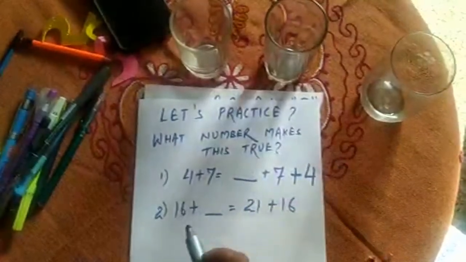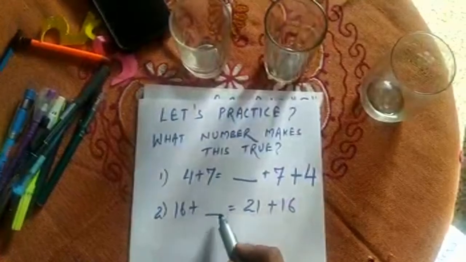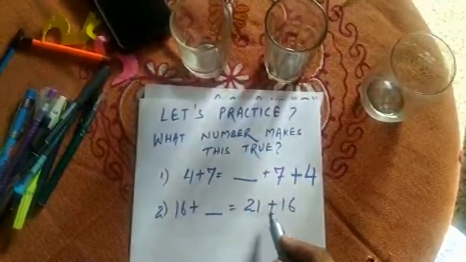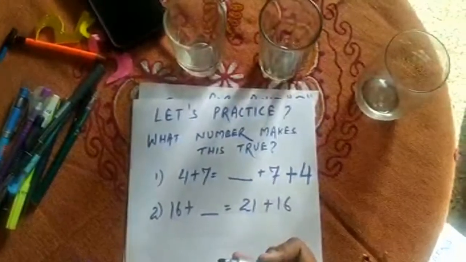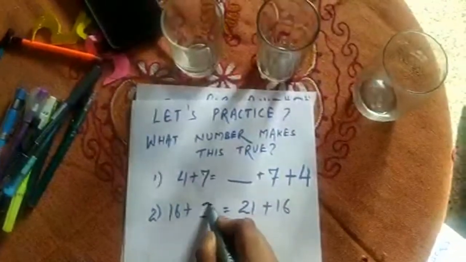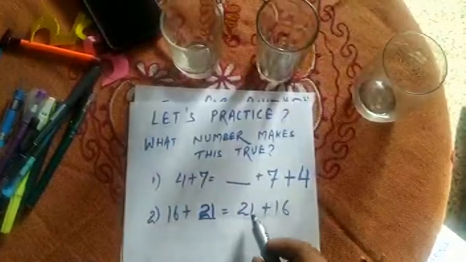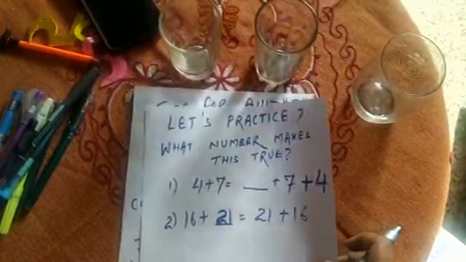Now comes the next question. 16 plus something equals 21 plus 16. According to the same commutative property of addition, here 16 plus 21 will equal 21 plus 16.